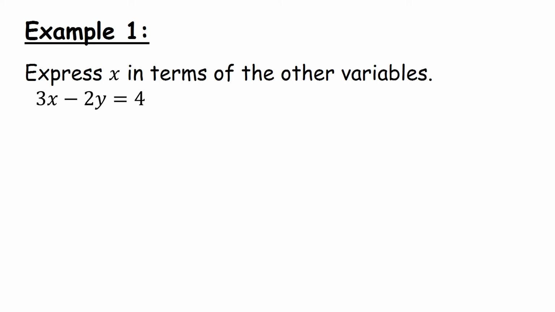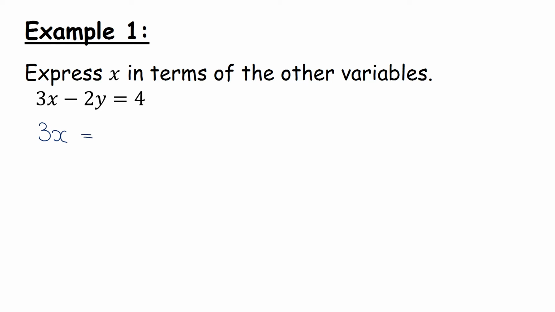The first one we've been asked is express x in terms of the other variables. In this example, we only have y as another variable, but that's absolutely fine. The goal is to get x on its own. In this case, that's not too difficult. Straight away, though, we should see that this piece here is stopping the x being on its own. So let's get rid of this first.